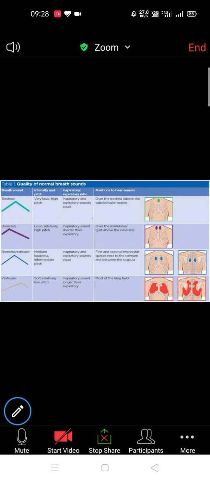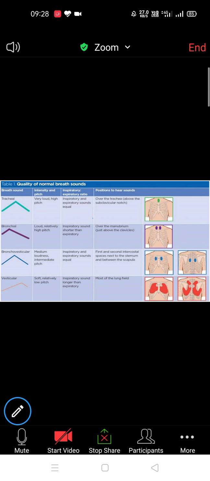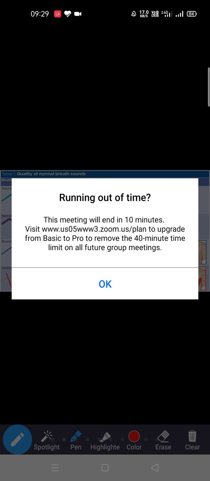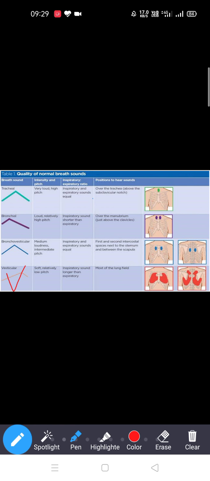Okay, so here you can see in the picture, this is a vesicular sound. So this vesicular sound, it is heard over most of the lung field. Okay, it is a soft and relatively low pitch sound. And then bronchovesicular sound, you will hear this sound in the first and second intercostal spaces next to the sternum and between the scapula.